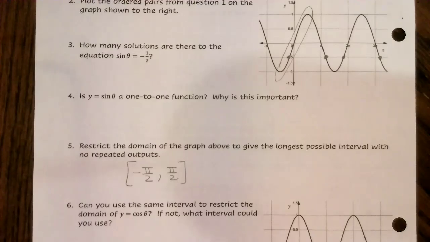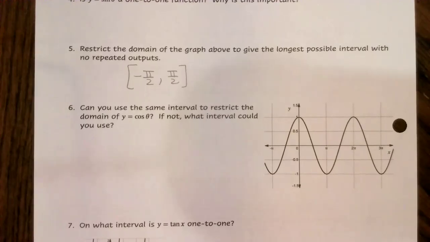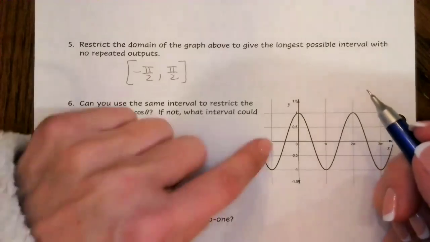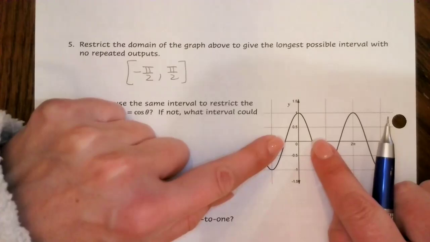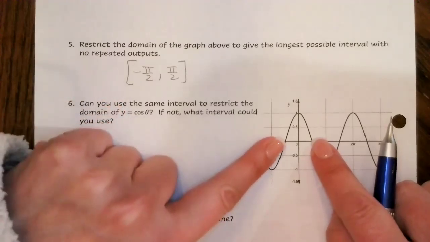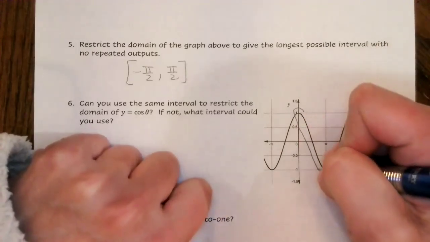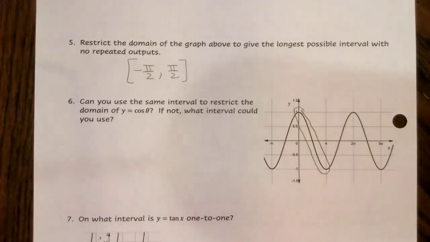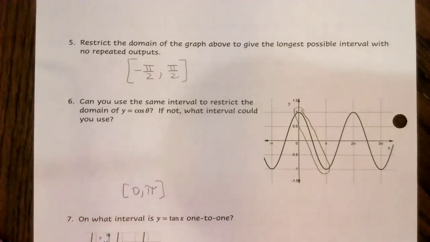All right. The next part here shows us a cosine graph, and it wants to see, is that the same restriction that we would have for the cosine? From negative pi over 2 to pi over 2, we have these values right here, which would fail our horizontal line test. So no, we would not have the same restriction for the cosine one. For our cosine one, this is the longest interval that will pass that horizontal line test and make it one-to-one. And so in that case, our restricted domain would be from 0 to pi.